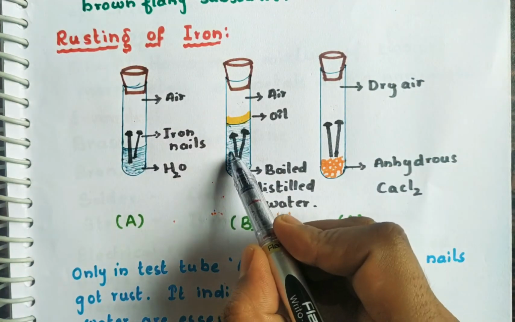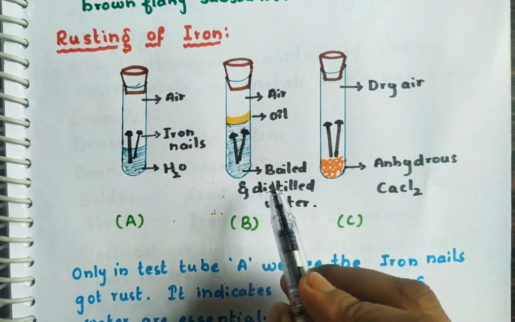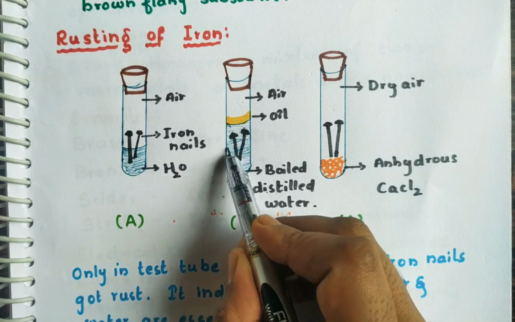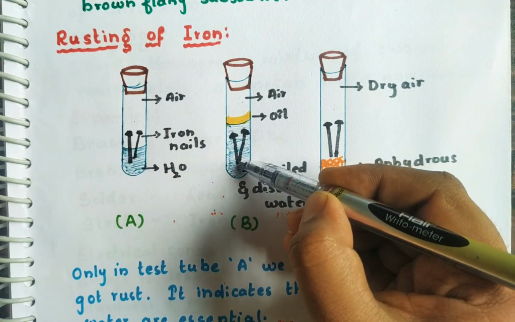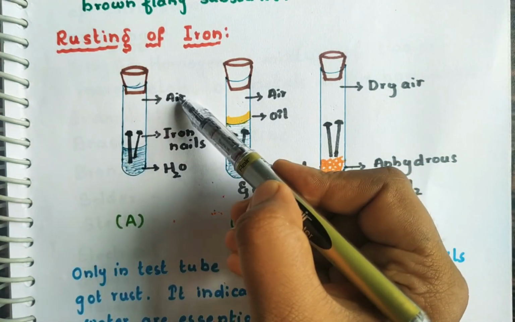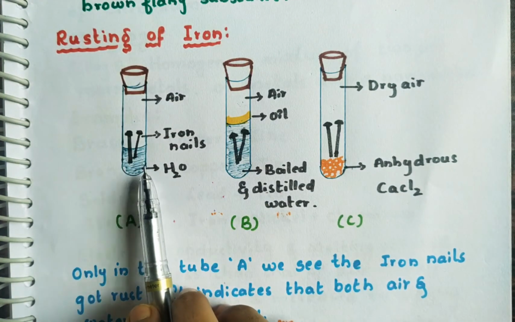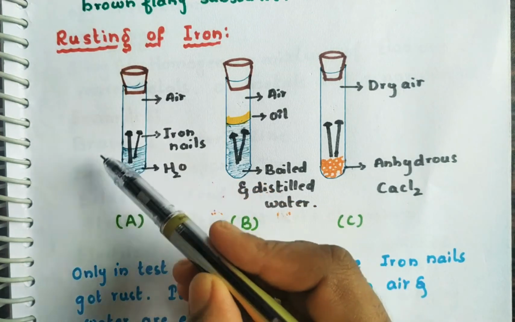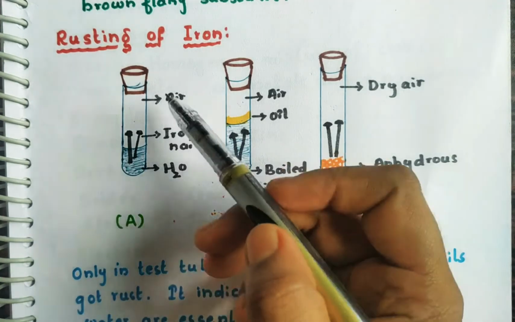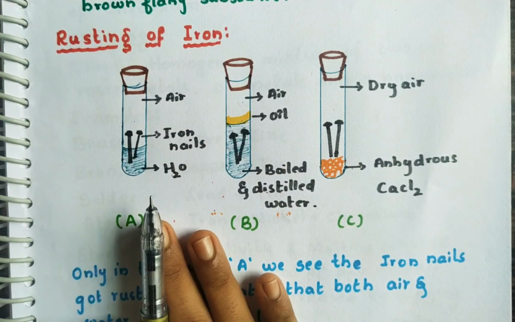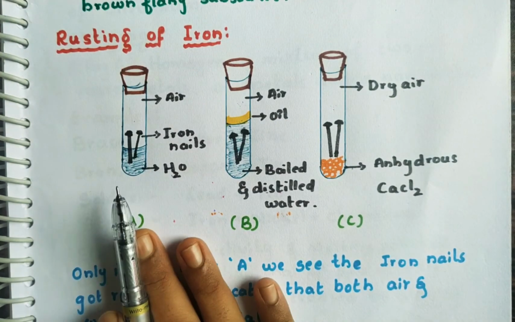Here the iron nails are exposed to only water. There is no air here because we have boiled and distilled the water. There is no trace of air in the water, and the air in the test tube is not in contact with the nails. But in test tube A, there is presence of air and also water. After a few days, we will observe that the nails in test tube A got rusted. So by this we understand that both air and water are required for the rusting of iron. Both are very important to rust an iron nail.